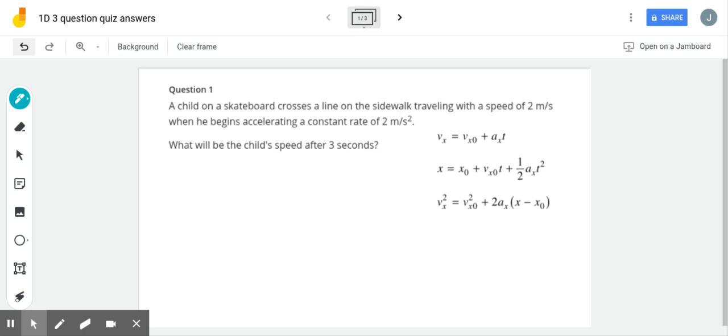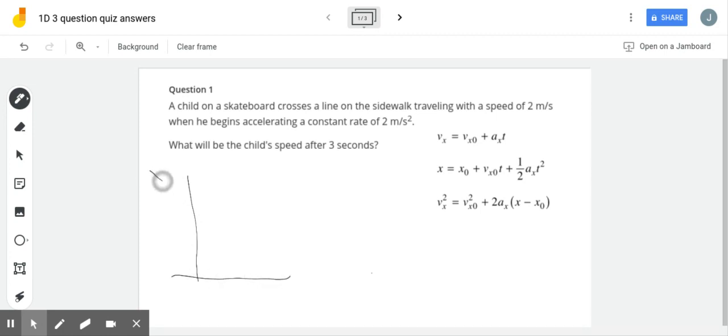Okay, I'm going to do the 1D3 question quiz using graphs this time. I made another video using the kinematic equations. So we've got a child on a skateboard who crosses a line on a sidewalk, traveling with a speed of 2 meters per second when he begins accelerating at a constant rate of 2 meters per second squared. What will be his speed after 3 seconds?